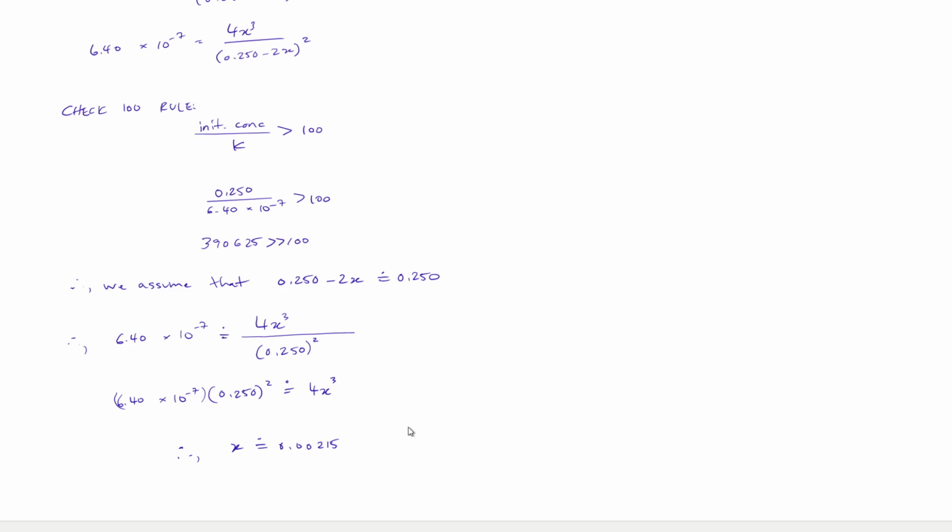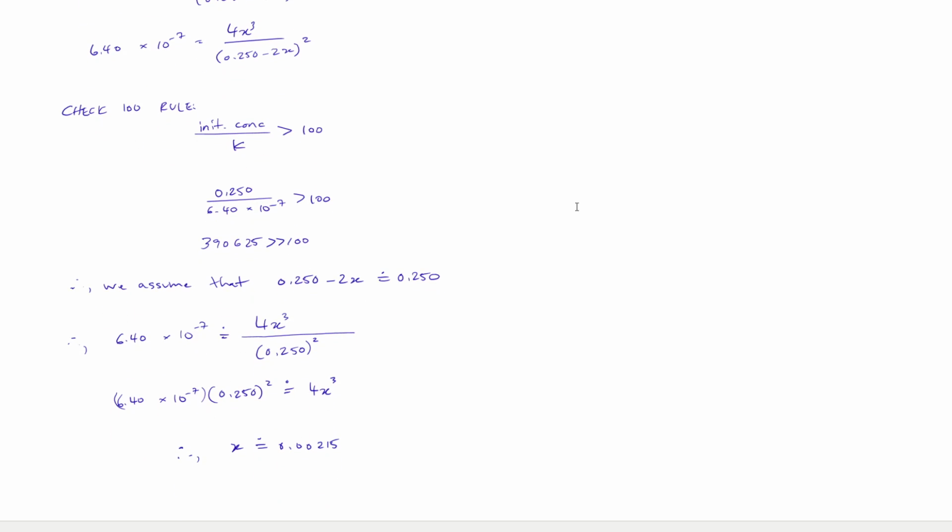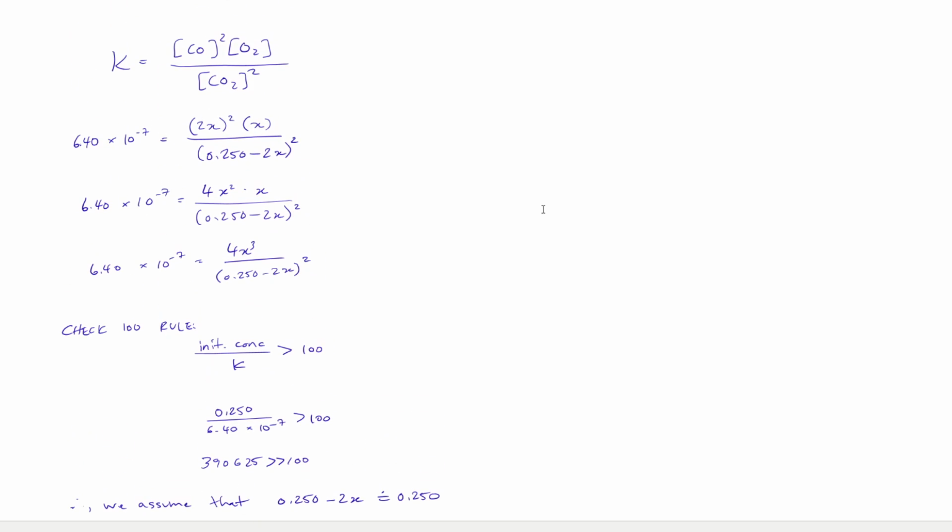So I have now achieved a value of x using my simplification. Right here, I've achieved that value of x, I have it over here. And so now what I need to do is check to see that my simplification is valid. So I'll do what's called the 5% rule. The 5% rule looks for the difference in the values, to see if there's a 5% difference.